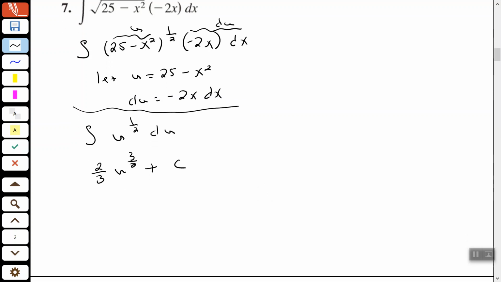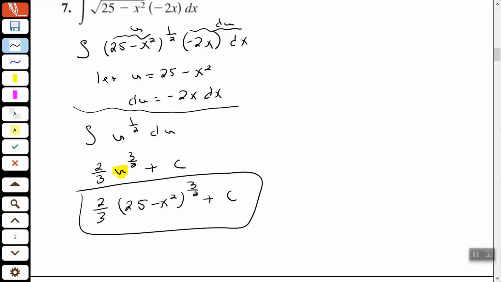And then rewrite this back in terms of x. So replace u with what we let it be equal to up here, 25 minus x squared. Simple as that.